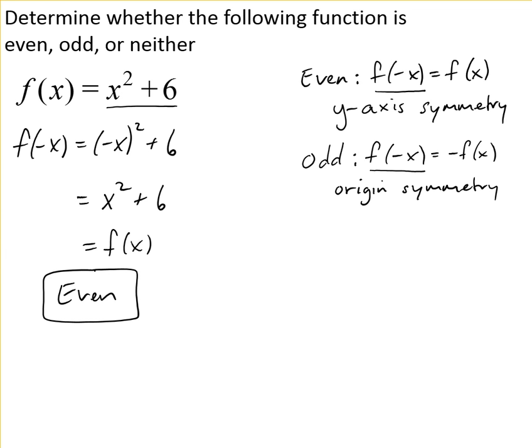Now, a shortcut when we're dealing with polynomials is that if all of our exponents are even numbers, then we're going to get an even function. Now, there's no variable in this last term here, the 6, but I could view that as an x to the 0 power, since anything to the 0 power is 1, and 0 is an even number. So I have an exponent of 2 and an exponent of 0 on the variables. Those are both even, so it's an even function.